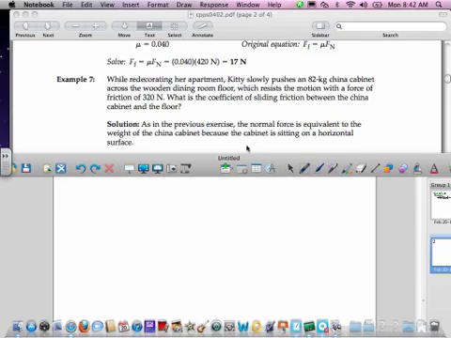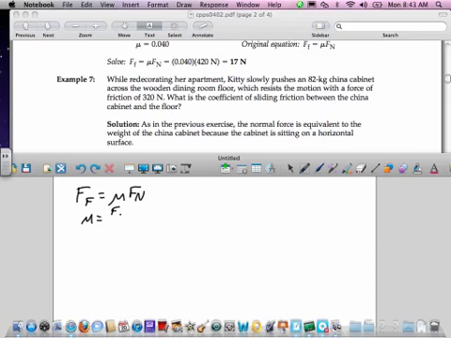All right, so we're going to start off with our formula. Force of friction equals mu times the normal force, but we're trying to find the coefficient of friction. So let's solve for it. That's going to be the force of friction divided by the normal force. If I divide both sides by Fn, I get that. The force of friction would be the force that she applied, which I said was 320 newtons.